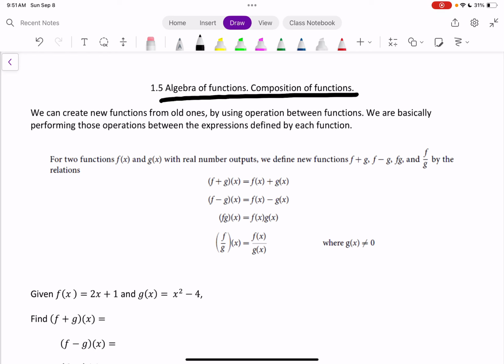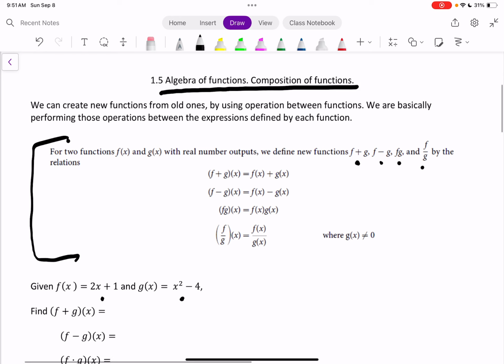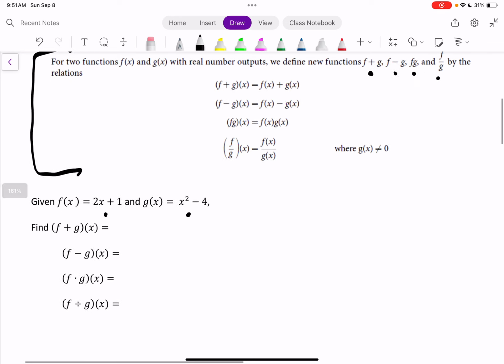Can we add them, subtract them, multiply them? Of course, right? Functions are simply given by expressions. Look at that. Each function is given by an algebraic expression. We can add them, subtract them, multiply them, divide them, and it's really the intuitive way of what we would suppose to do with expressions. So here it is. For example, let's go straight to it.